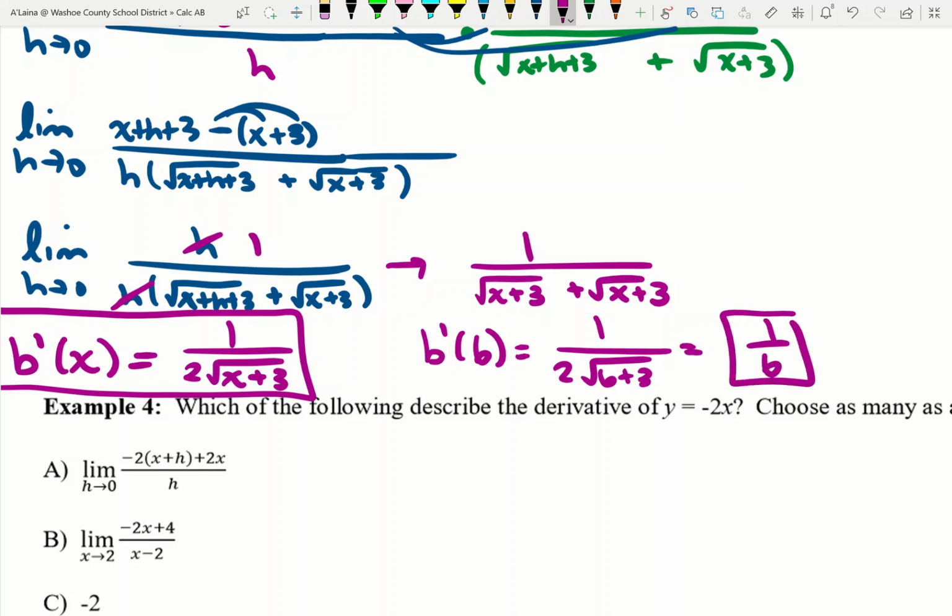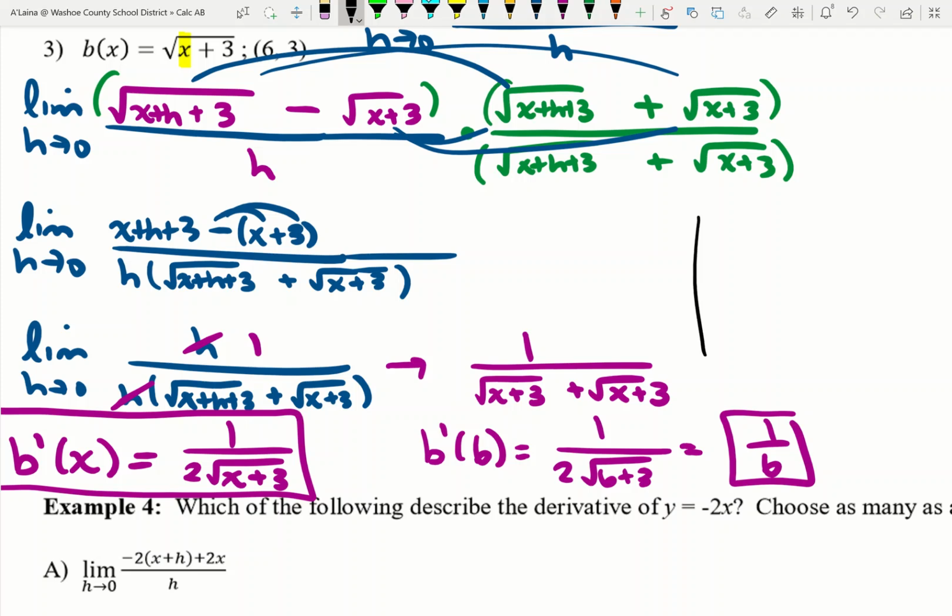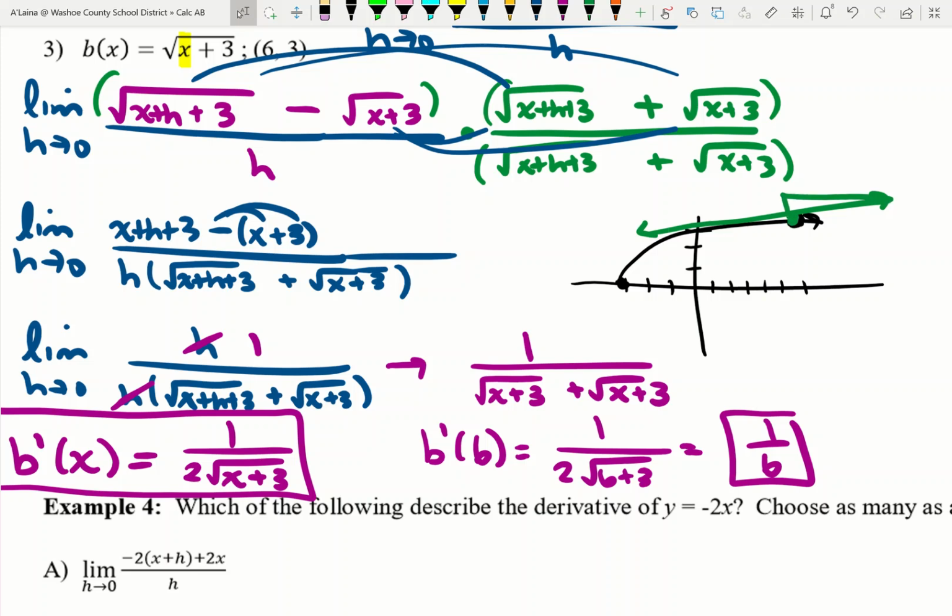Let me give you a quick visual connect on what's happening with this problem. This is the square root of x plus 3, which looks something like this. At the ordered pair (6, 3), the slope of the tangent line here is 1 over 6, up 1 and over 6.